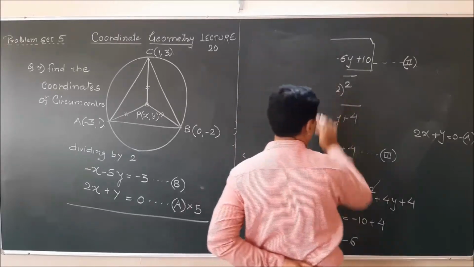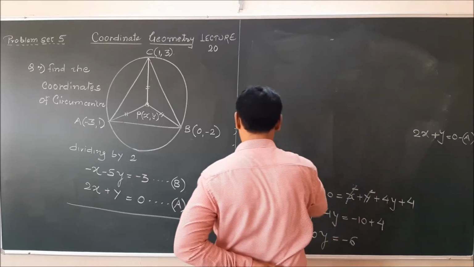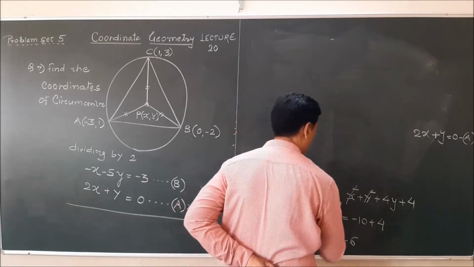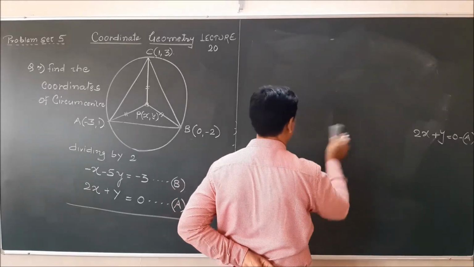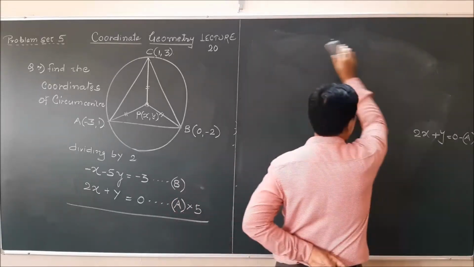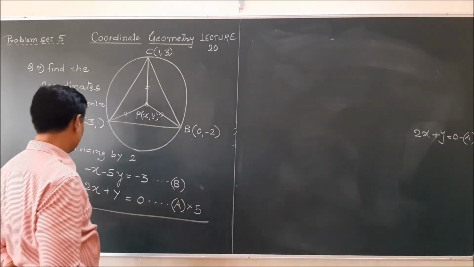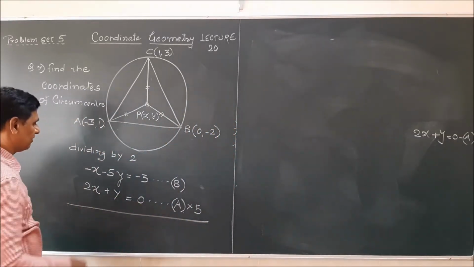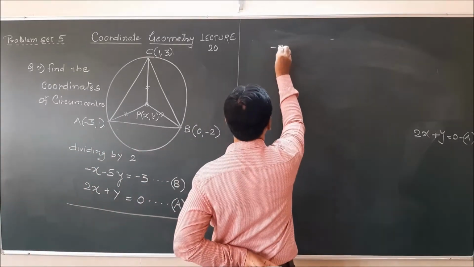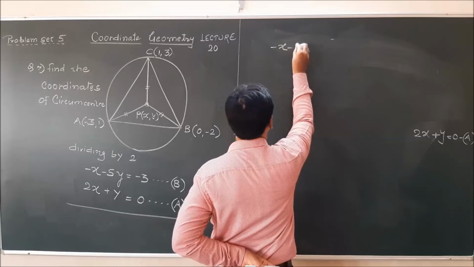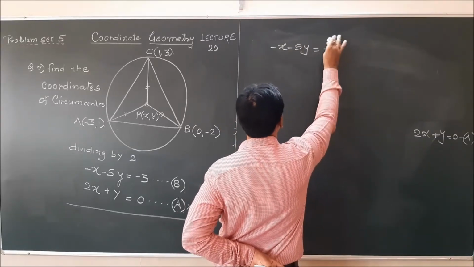I only bother whether I remember the first simultaneous equation in the correct way or not. That is 2x plus y is equal to 0. Let's see if we will get the correct answer or not. Okay, so you will find here I am going to multiply the second equation by 5. So minus x minus 5y is equal to minus 3.